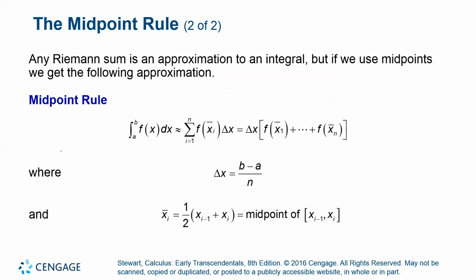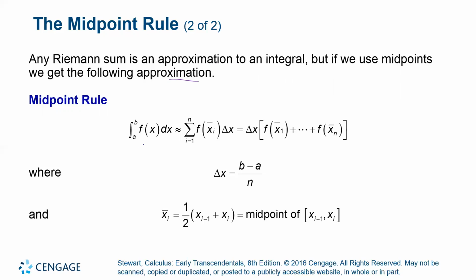So this is the definition. If we use the midpoint, remember we don't need to take the limit, because the midpoint is a better approximation. Any Riemann sum is an approximation to an integral, but if we use the midpoints, we get a very accurate approximation. We don't need to find any limit at all.